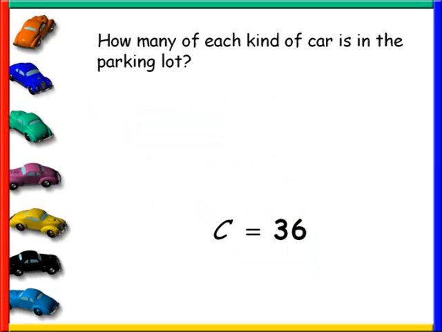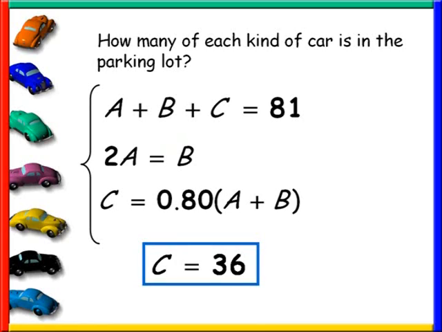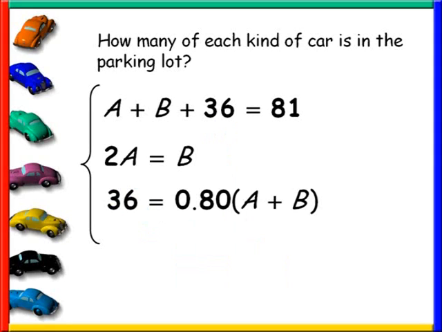Let's return to our system of equations. We can take our value that we have found, C equal 36, and replace each of the variables C. We now have only two unknown variables. Again, we look around. I see A plus B in two different equations. However, the middle equation, the 2A equal B, gives me another substitution. We can replace B with 2A.